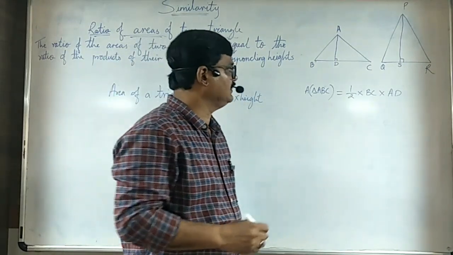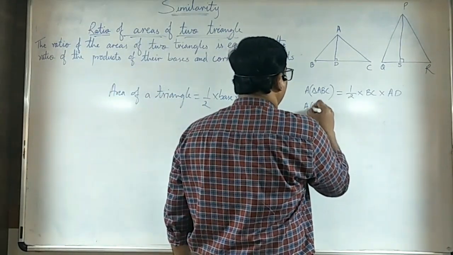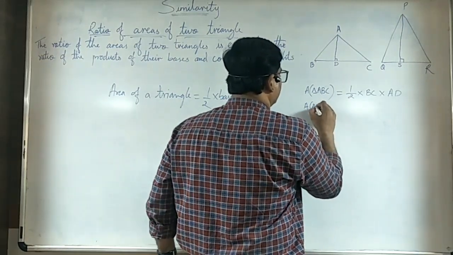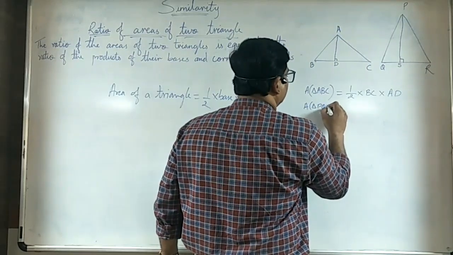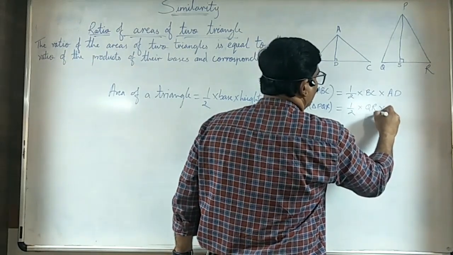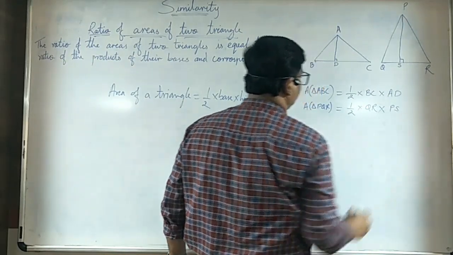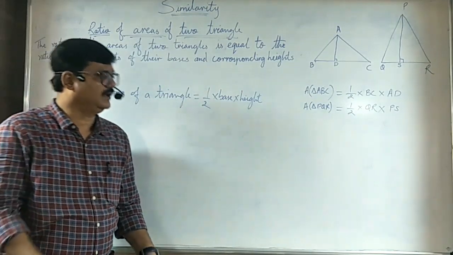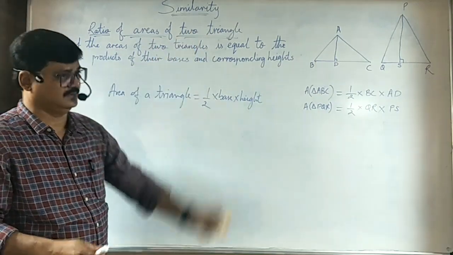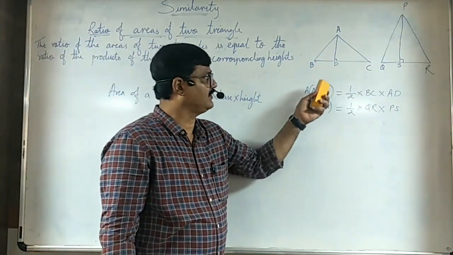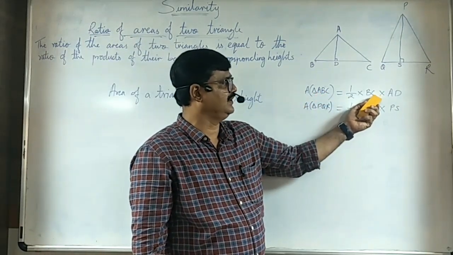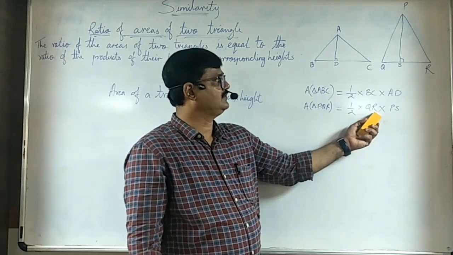So here the area of triangle PQR is equal to half into base QR into height PS. This is what I have taken, the two triangles. First we'll read out the areas of two triangles: I have taken triangle ABC and triangle PQR. The area of triangle ABC is half base BC, height AD; the area of triangle PQR is half base QR, height PS.